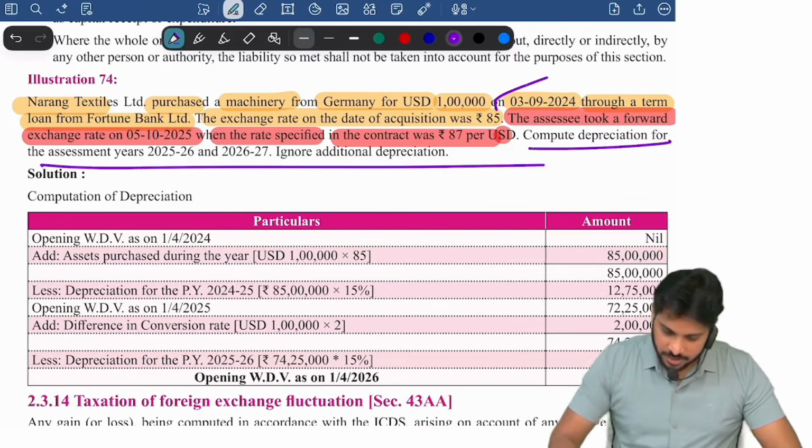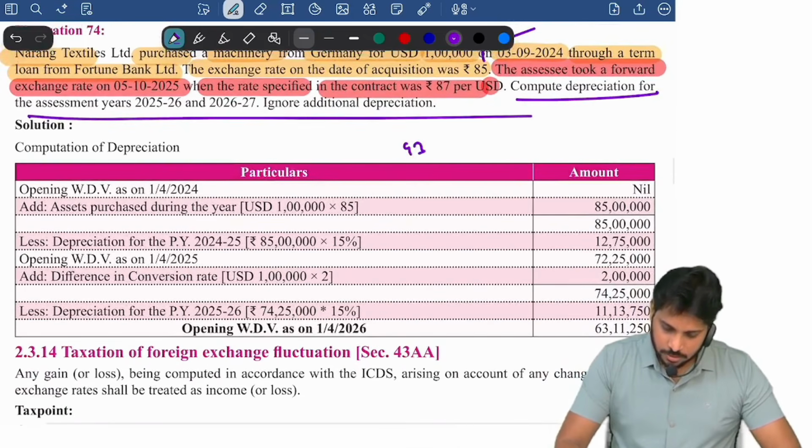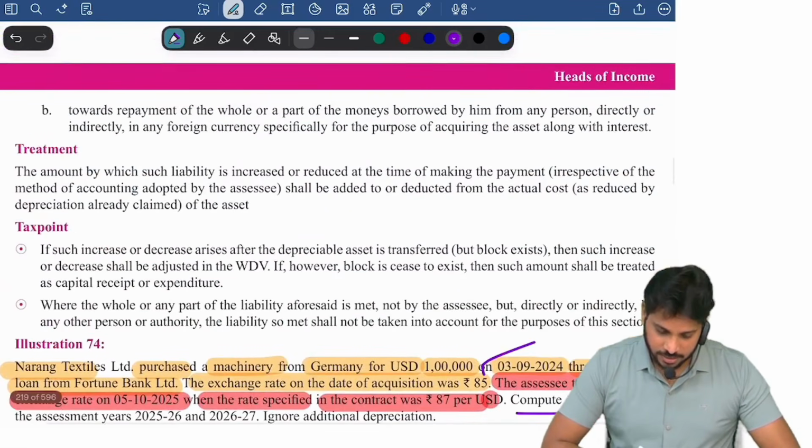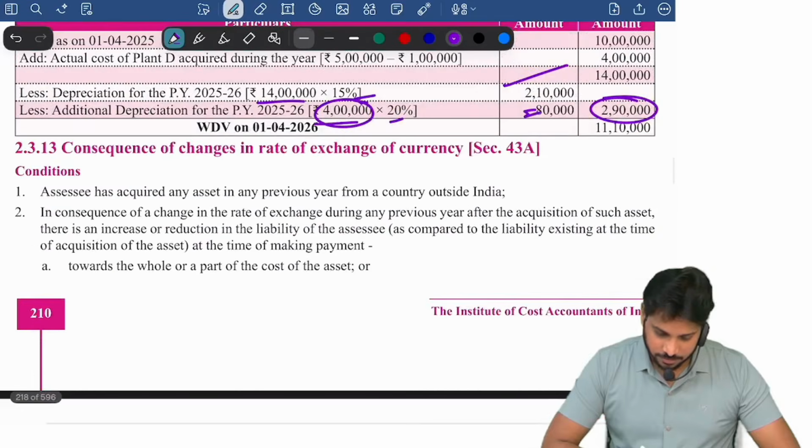Compute depreciation for the assessment year. Here 43A provision is also applied. 43A, there is a section called 43A. I think you might be finding that here.